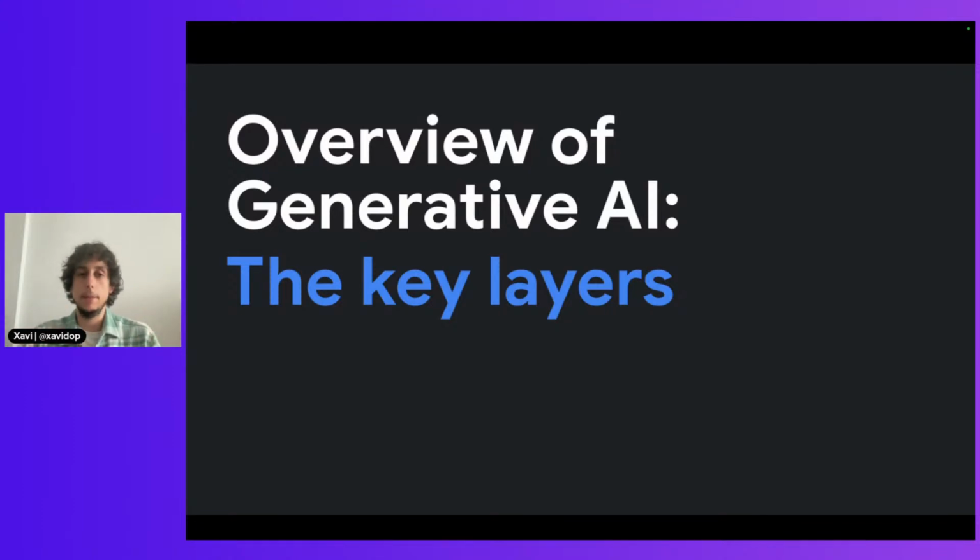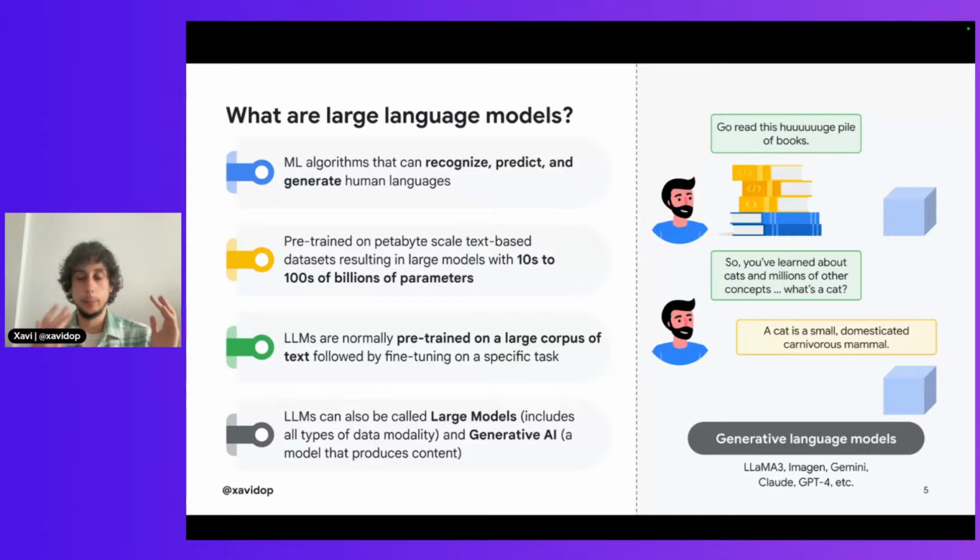So first of all, let's talk about the key layers. The first layer is all about large language models. Before explaining all the layers, let's explain what a large language model is. Basically, large language models are ML algorithms that can recognize, predict, and generate human language. You send something to the LLM and it will generate an output from an input.